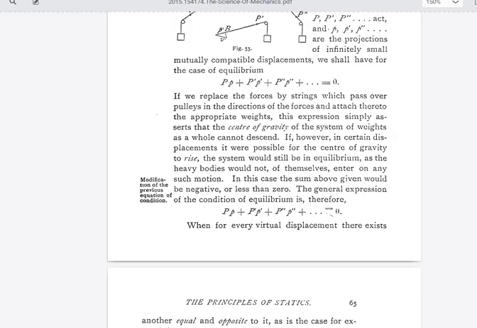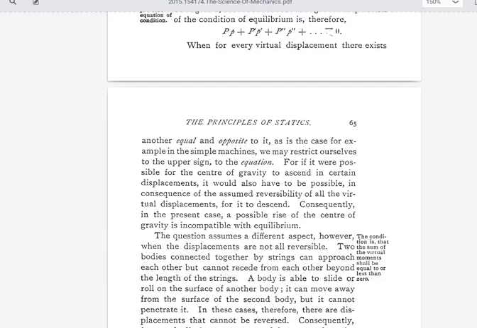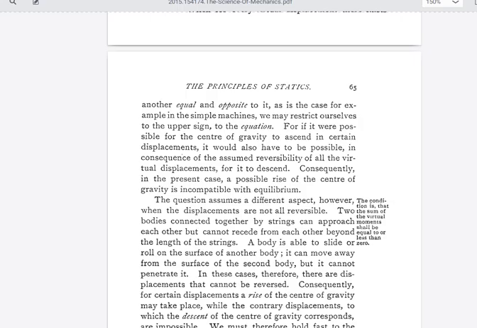When for every virtual displacement there exists another equal and opposite to it, as is the case, for example, in the simple machines, we may restrict ourselves to the upper sign, that is, to the equation. For if it were possible for the center of gravity to ascend in certain displacements, it would also have to be possible, in consequence of the assumed reversibility of all the virtual displacements, for it to descend.